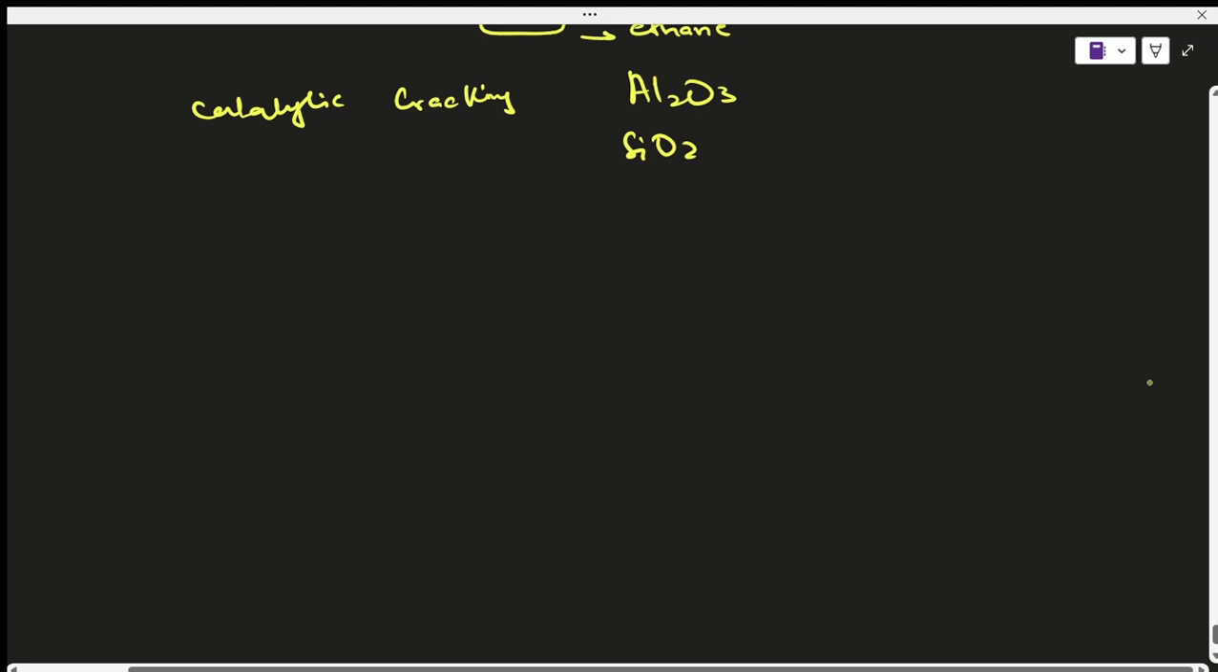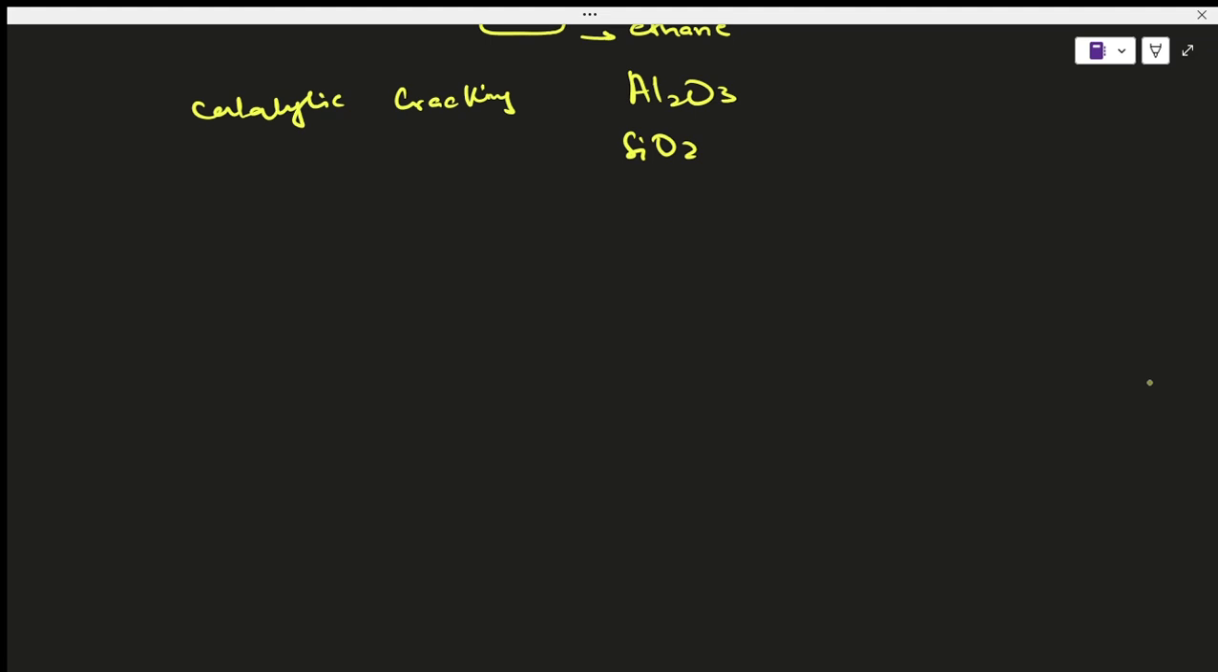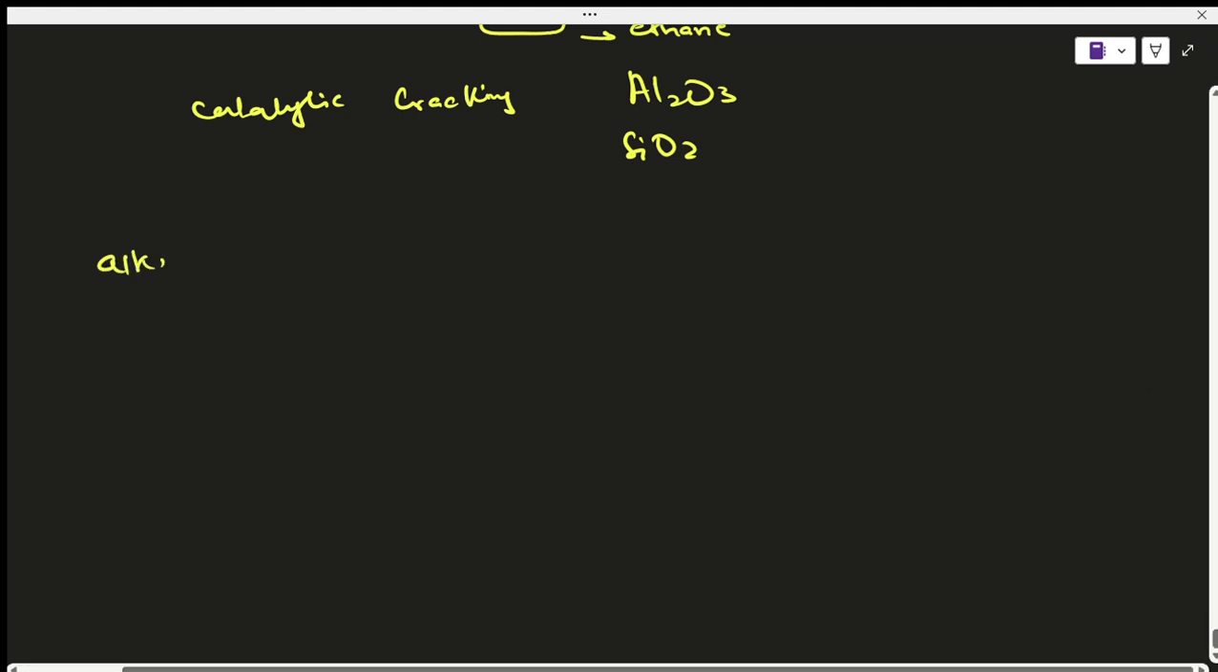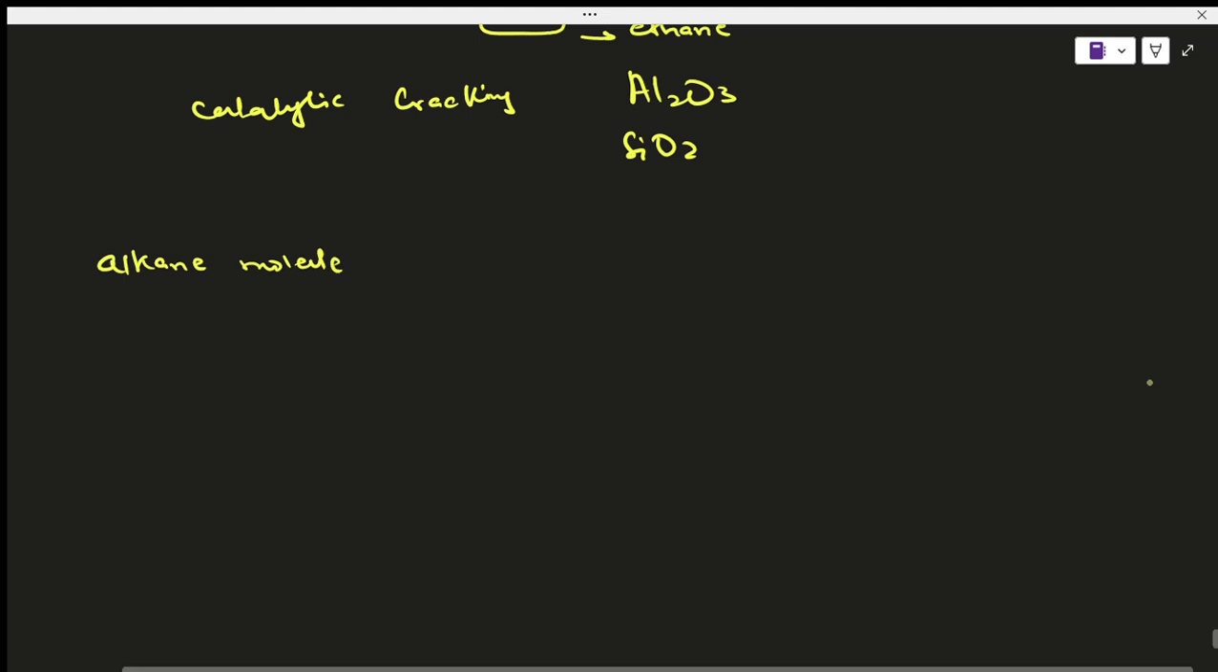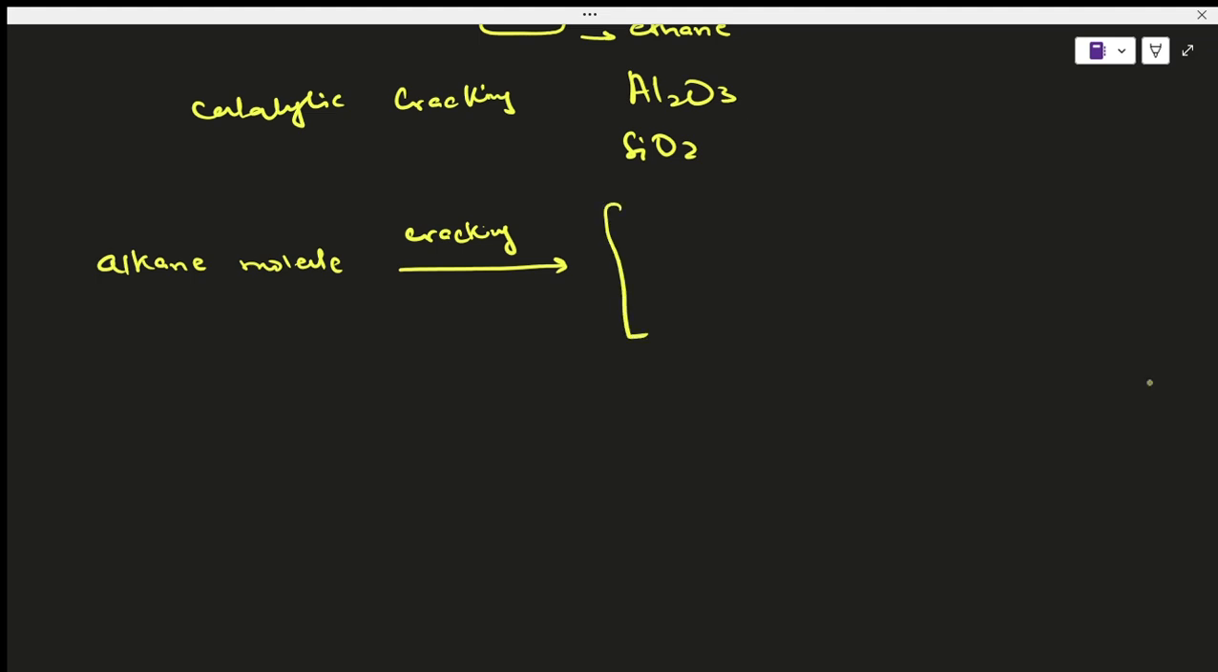Okay, so how does that look? You have an alkane molecule. You start with an alkane molecule, and the process of cracking happens. You're going to form something that we call, now here, another thing that you need to keep in mind, it's not another thing basically, it's just what I've already told before as well.